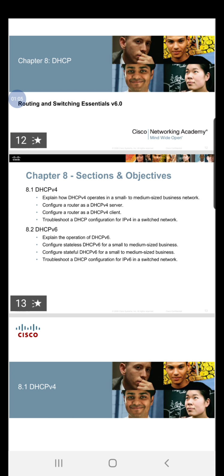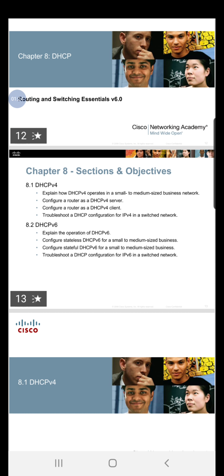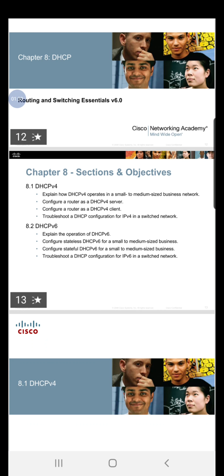Because of those categories, we need to study both types, that is DHCP version 4 as well as DHCP version 6. In those two categories, we are going to study how this works, that is, how DHCP version 4 is operating in a small network as well as in a medium network, and how a router, that is a Cisco router, can be configured to work like a DHCP version 4 server as well as a version 6 server, right? And we are going to study how a router can be configured as a DHCP version 4 client also.